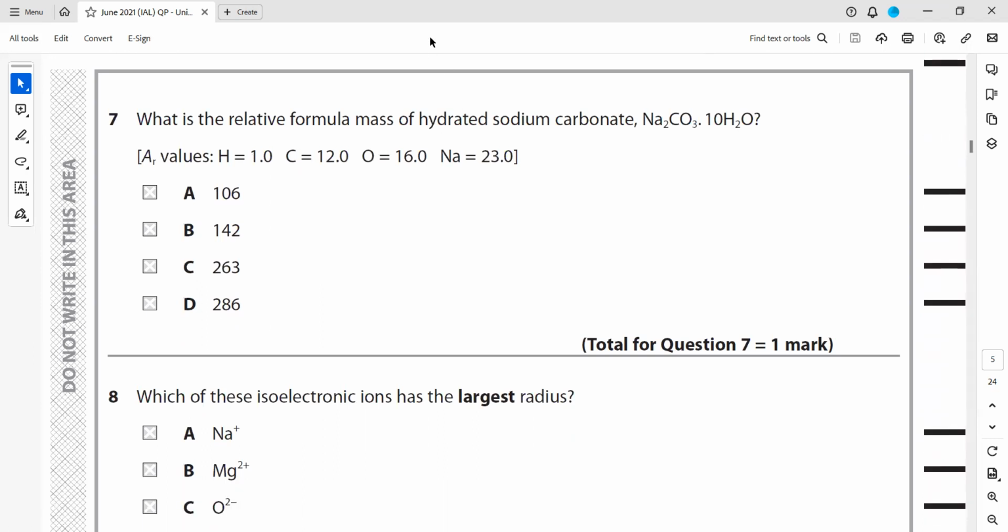What is the relative formula mass of a hydrated sodium carbonate? So how to work this out? Sodium is 23 multiplied by 2, plus carbon is 12, plus oxygen is 16 multiplied by 3, plus 10 water molecules. Hydrogen is 1 multiplied by 2 plus oxygen is 16. So you just have to sum, and that will be the final mass of this compound, which equals 286. So D will be the right answer.